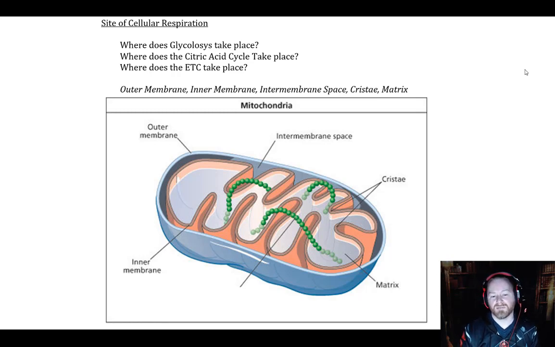And then there's this substance, the fluid on the inside, and it's just called the matrix.